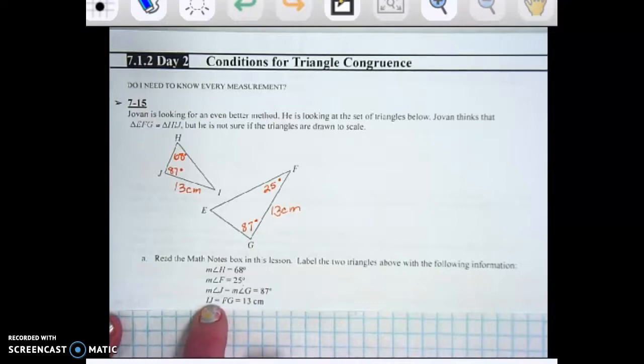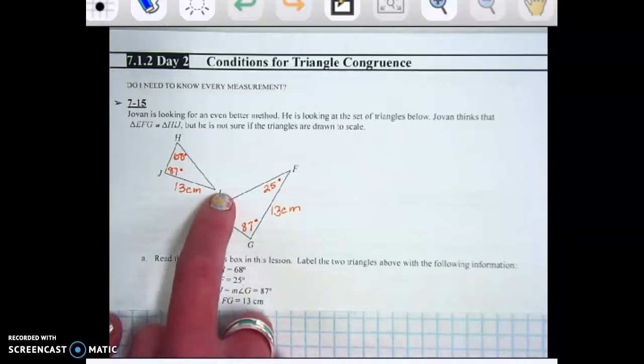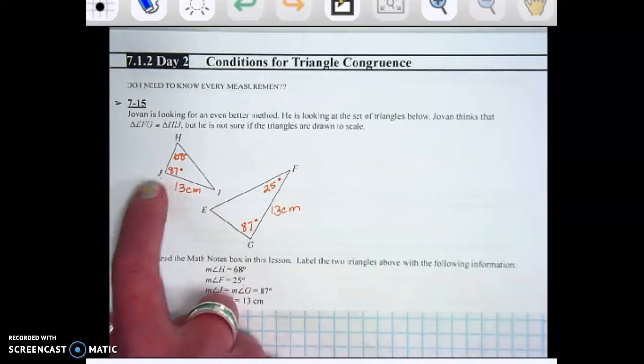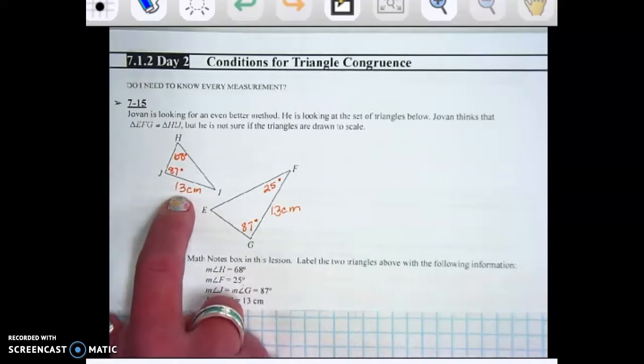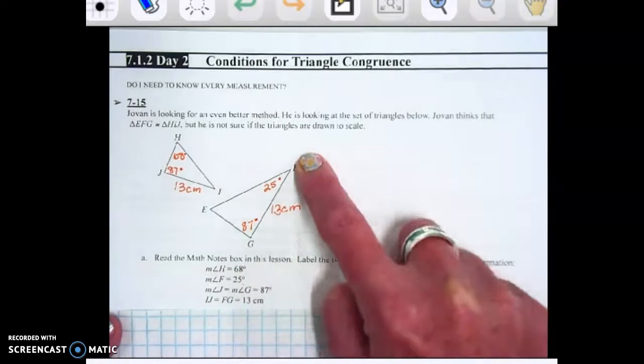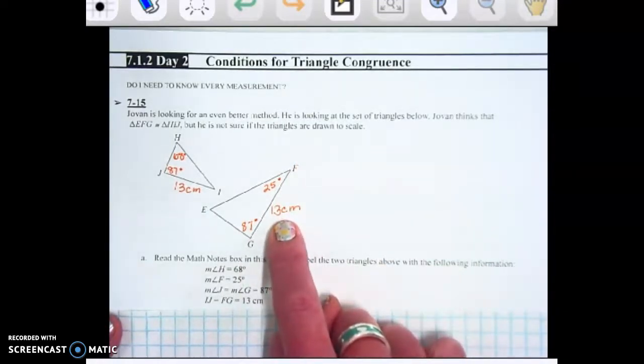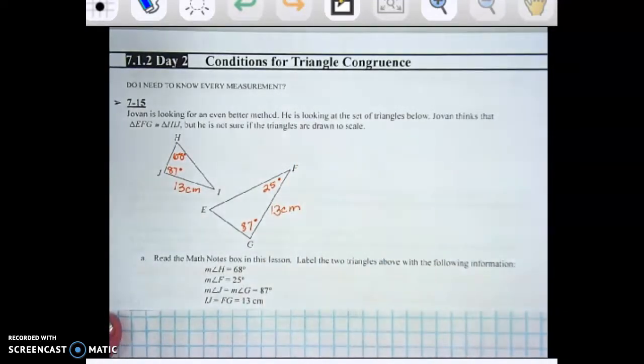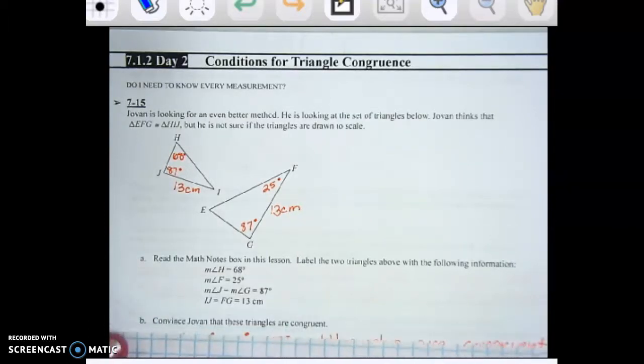Then the last information is that side IJ and side FG are both 13 centimeters. So the I and the J are the 2 endpoints. Here's I and here's J, so the side in between them is 13 centimeters. And FG, here's F and here's G, so the side in between them is 13 centimeters. That's all the information they've given you. So you're going to convince Jovan that these triangles are congruent.